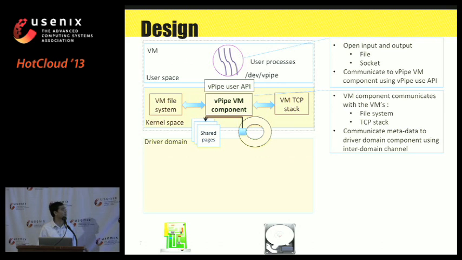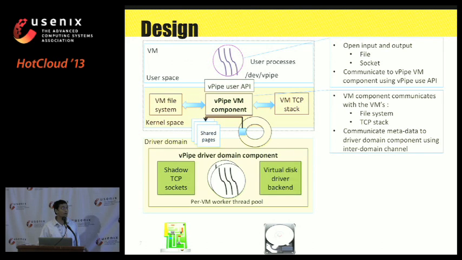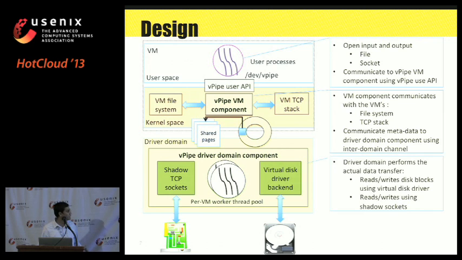In Xen, this is a ring buffer and a standard device. And then finally, we have the vPipe driver domain component, which uses the virtual disk driver backend, which interacts with the image files, or VMDK files in VMware terms. And then it uses the driver domain's TCP stack to offload the socket connections. I will talk about what these shadow TCP sockets are in the next few slides. And there is a pool of threads which does the actual pipe operation on behalf of the VMs.